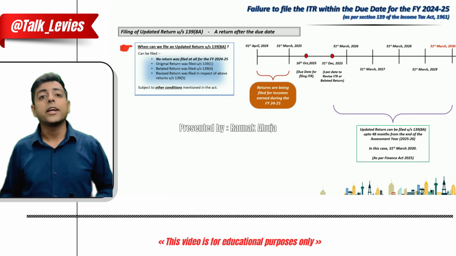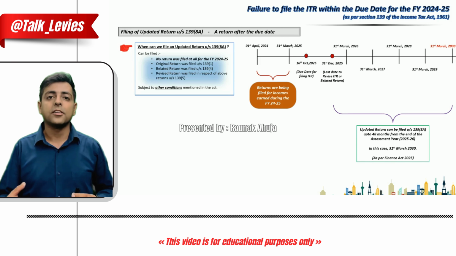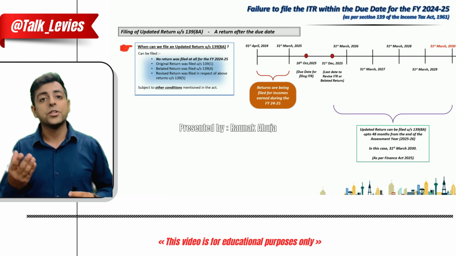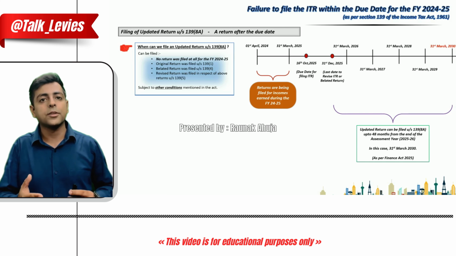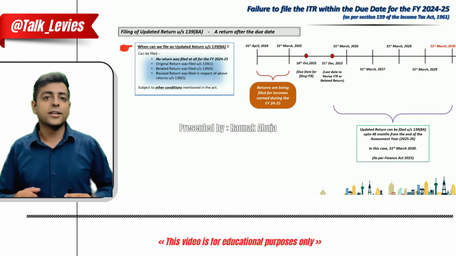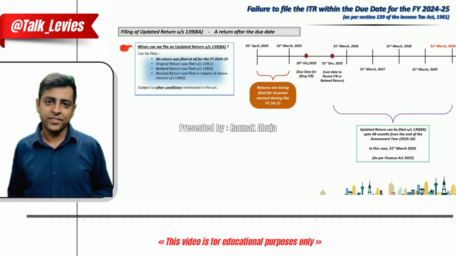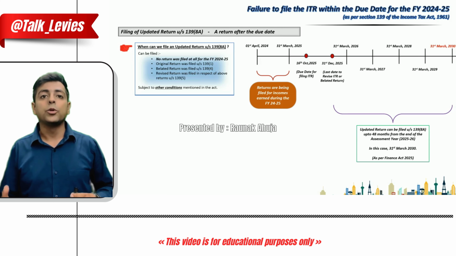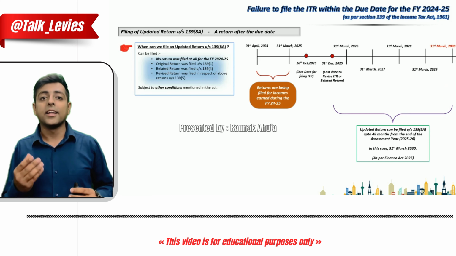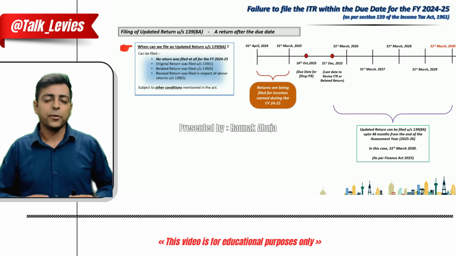The second case would be in case you had filed an original return under section 139 subsection 1 and you desire to make some changes to it after the 31st of December. The third case would be you can file an updated return in case you had filed a belated return under section 139 subsection 4. And last but not the least, you can file an updated return in case you had filed a revised return under section 139 subsection 5. However, this would be allowed only if you also satisfy other conditions, and these other conditions will be discussed later on.